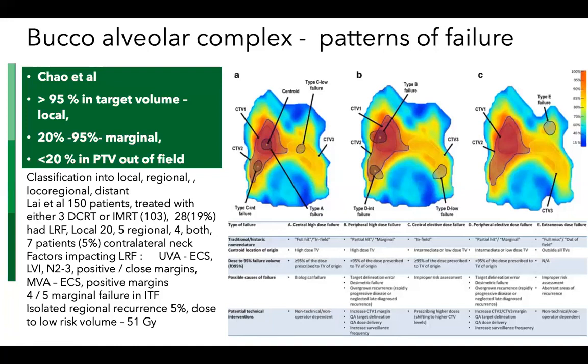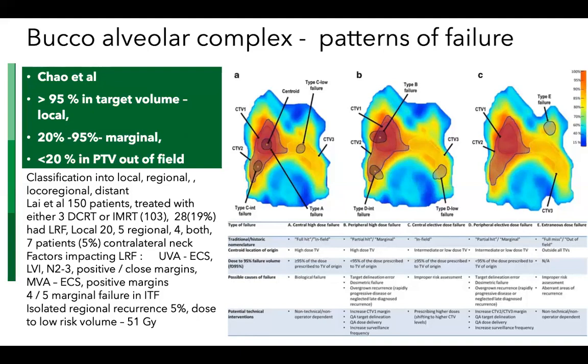But what they want to tell us is that each of these failures means a different thing. If there's a failure within the high dose volume, local, 95% within the high dose volume, then it is a question of biology. It is not a question of your target delineation. But if it has failed within or at the edge of your high dose volume, then it is a target delineation issue. Similarly, if it has failed entirely within the intermediate dose volume, then it is an improper risk stratification. So this area should actually have been in the high dose volume.